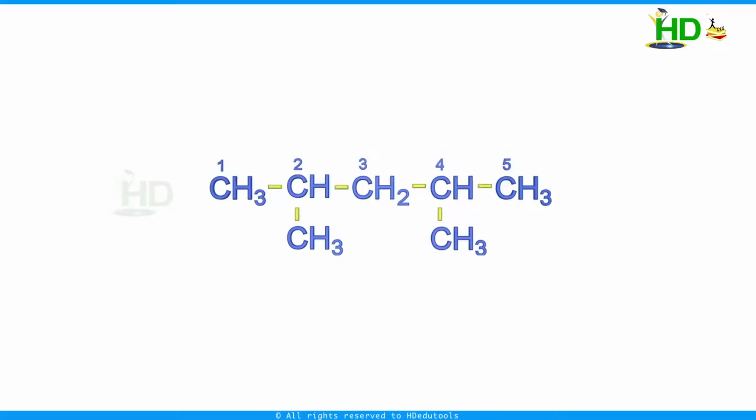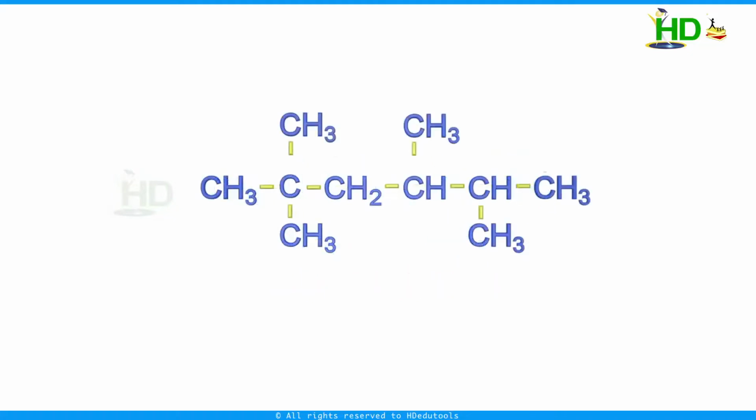Now these are alkyl groups. These two are methyl groups. Therefore, the name of this compound is, first you write where the side chains are. At position 2, 4 we are having side chains. At position 2 we are having methyl. At position 4 we are having methyl. 2 methyl groups are there. 2 means it is di. Therefore 2,4-dimethyl, and the parent chain contains 5 carbons. It is pentane. Therefore this compound is 2,4-dimethyl pentane.